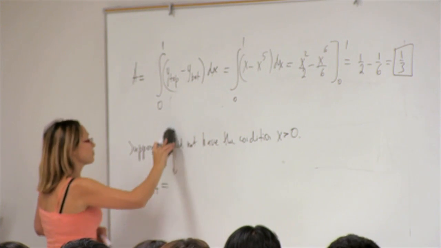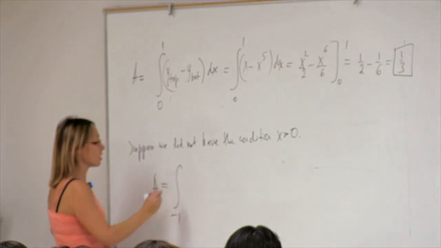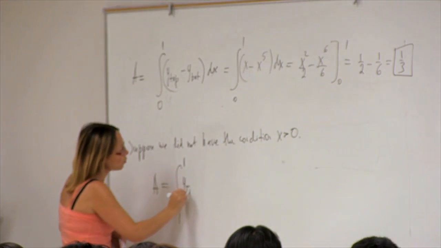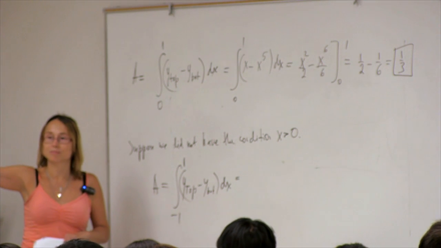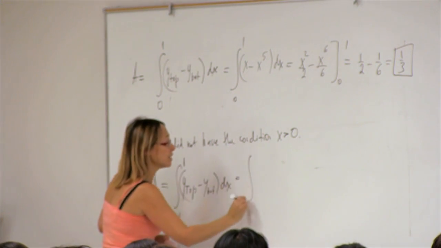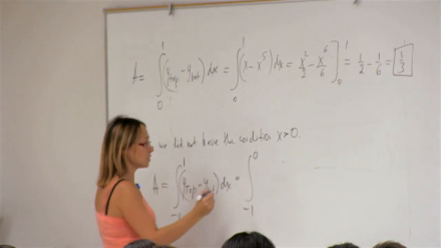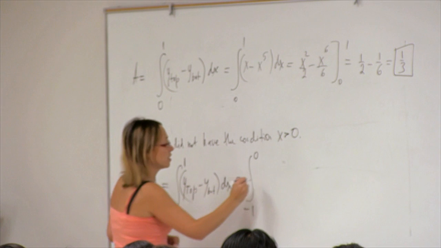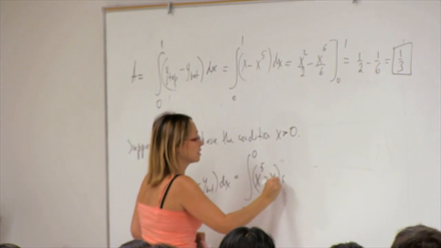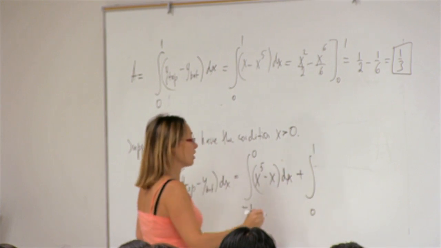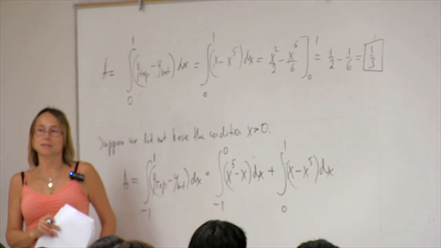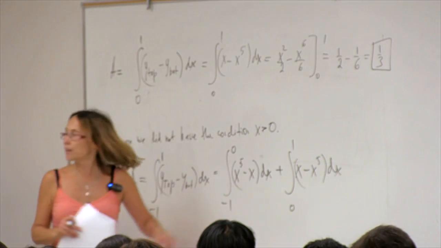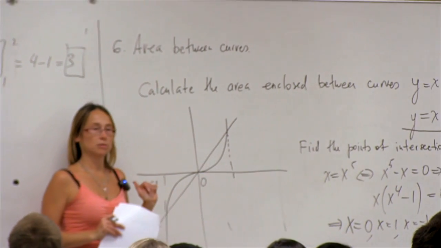Oh, no. Sorry. Then I would have to integrate from -1 to 1, right? Y top minus y bottom. This is correct. Except these two switch midway, right? So one way to do this is to split the interval into the interval between -1 and 0, and then I have the integral of x to the 5 minus x dx plus an integral from 0 to 1 of x minus x to the 5 dx. You see, they have a different sign. On the left, x to the 5 is on top. On the right, x is on top.